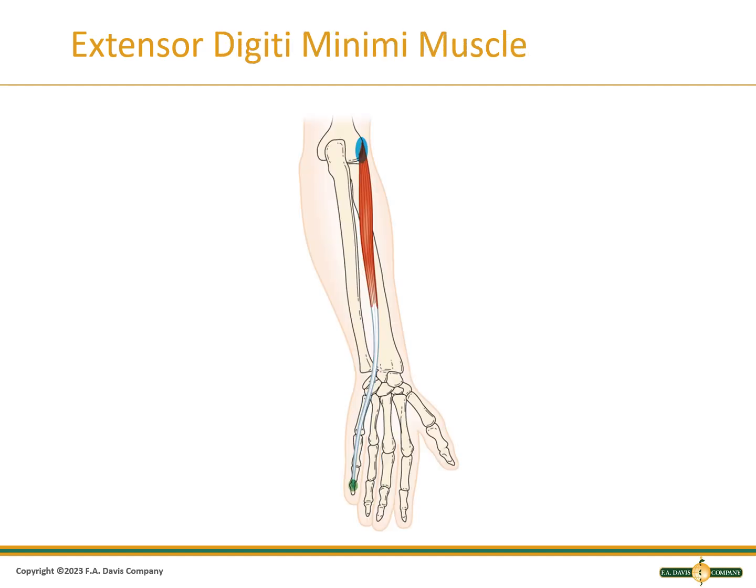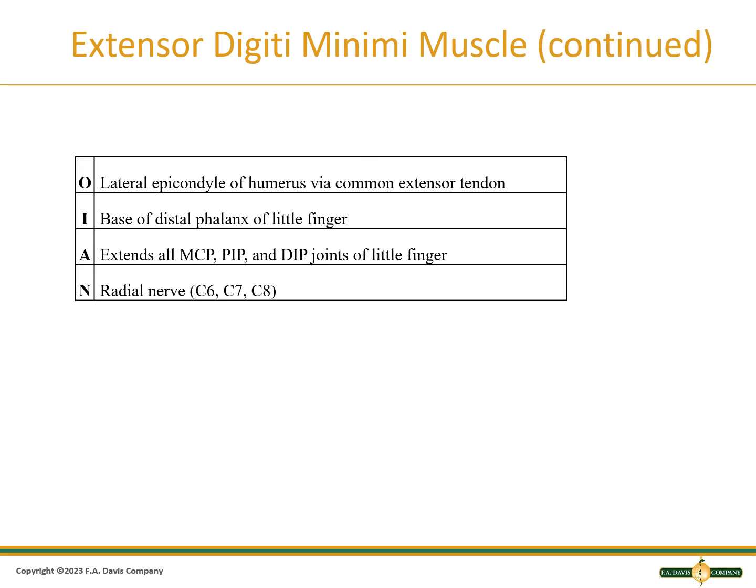Extensor digiti minimi. Digiti minimi is going to refer to our pinky, so we're looking at extension of the pinky here. Extensor digiti minimi originates on the lateral epicondyle of the humerus via the common extensor tendon to insert on the base of the distal phalanx of the little finger. So distal phalanx means that we're going to affect all three joints. It extends all MCP, PIP, and DIP joints of the little finger, and it is an extensor muscle, so it is innervated by the radial nerve.